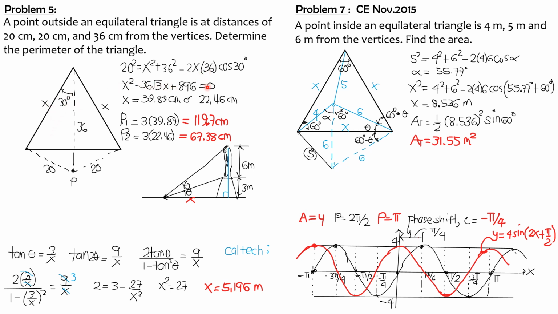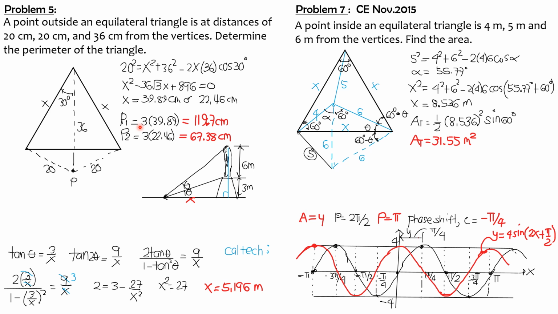So simplifying, that's the simplification, x squared minus 36 square root of 3 x plus 896 equals 0. Using your calculator, x is 39.89 cm or 22.46 cm. Both are acceptable. So if x is 39.89, 39.89 cosine of 30 is less than 36, so that point lies outside. If x is 22.46, then obviously 22.46 cosine 30 degrees is less than 36 also. So these two values of x are acceptable.